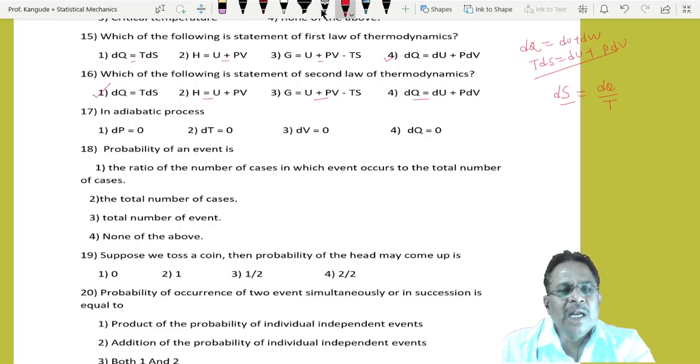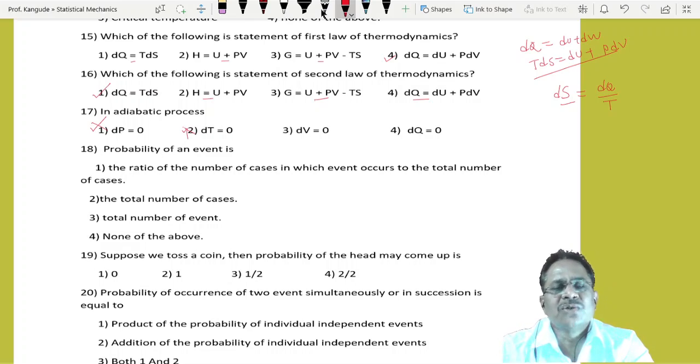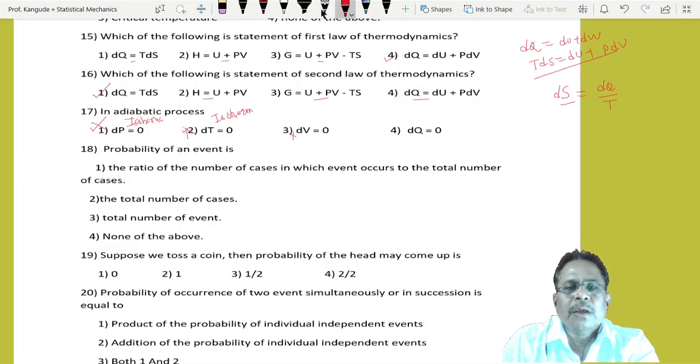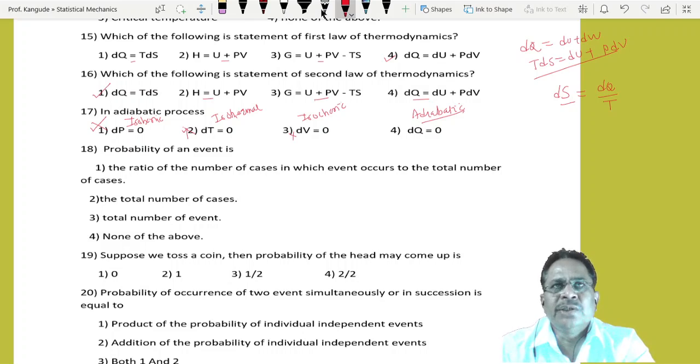Then question number 17, in adiabatic process dP is equal to 0. Actually, no change in pressure is called an isobaric process. No change in temperature, dT = 0, is called an isothermal process. dV = 0, no change in the volume of the system, is called isochoric. So this is isobaric, this is isothermal, and this process, dV = 0, is called isochoric. Therefore the remaining process is called the adiabatic process. As we know from the definition, in an adiabatic process no heat is allowed to exchange, so dq = 0 is the process we call adiabatic in thermodynamics.